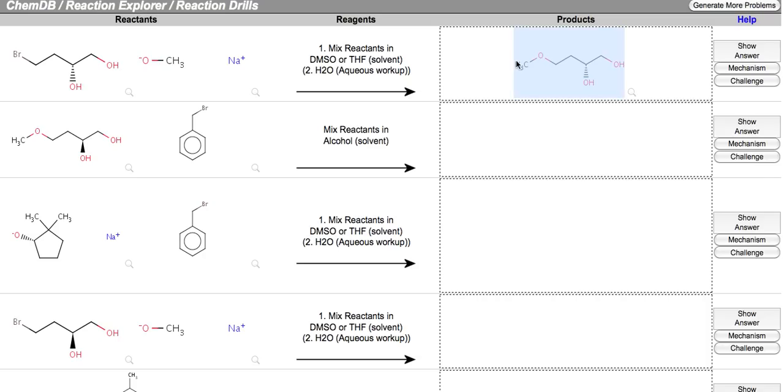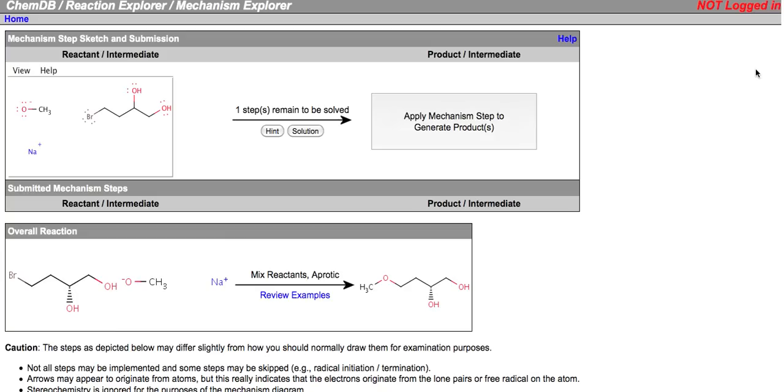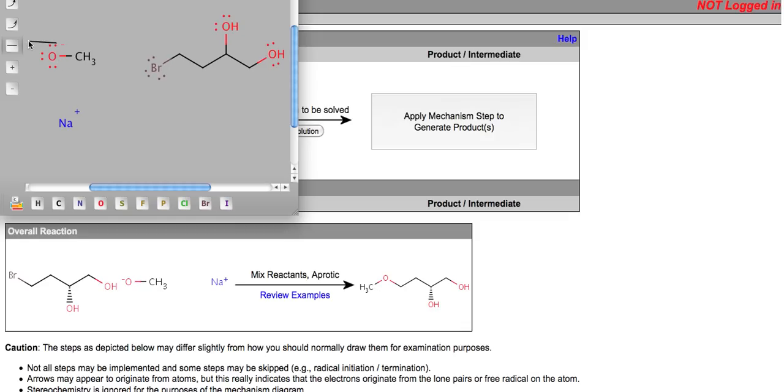Now, once again, the really unique thing here is, even though this was a completely randomly generated problem, and if 10 students clicked on it, they get 10 different ones, every one of them has a mechanism. If you click on this mechanism, even though we're not in Mechanism Explorer, it will take that question we just saw and bring it over to Mechanism Explorer, where we can do the mechanism.